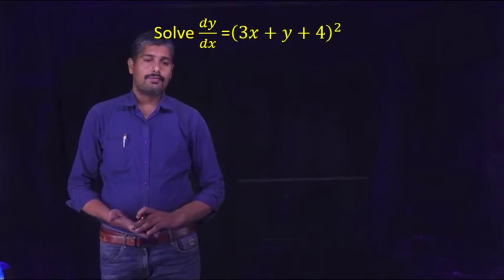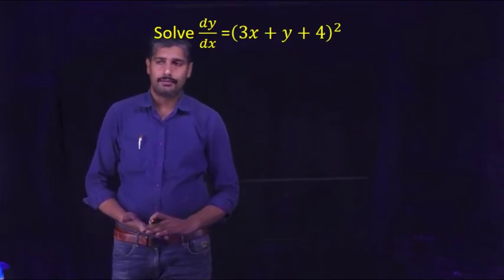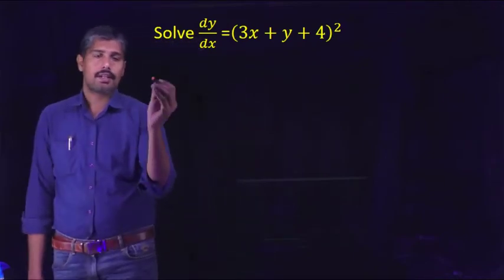Next one, dy by dx equal to 3x plus y plus 4 whole square. Right? How to solve this one? See here.